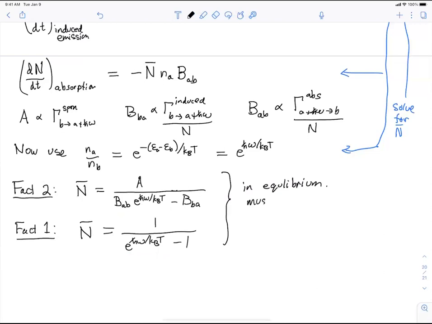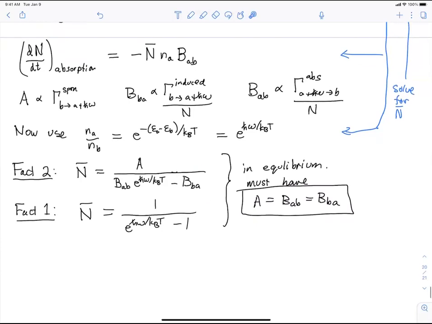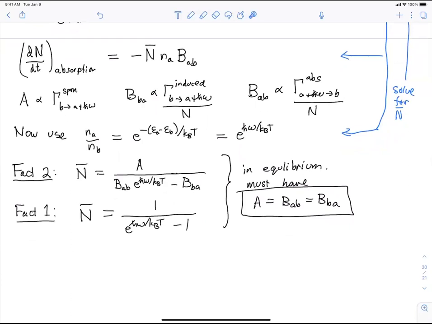But that means we must have A equals BAB equals BBA. There's no other way that these two formulas can match unless those things are all equal. So I don't know what they are individually, but I know they're all equal.